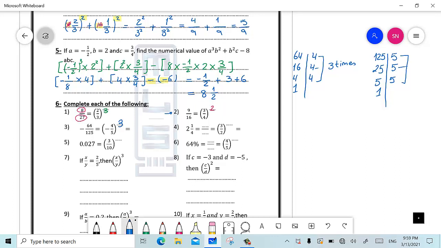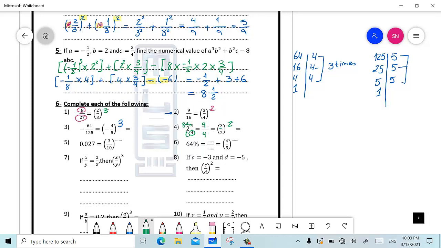Let's go now for 1 over 4. Again, I have here a mixed number, so I'm going to change it first to be an improper fraction. 4 times 2 is equal to 8. And 8 plus 1 is equal to 9. So I have here 9 over 4. Of course, I know that 3 squared is equal to 9, and 2 squared is equal to 4. So this is raised to the power of 2.